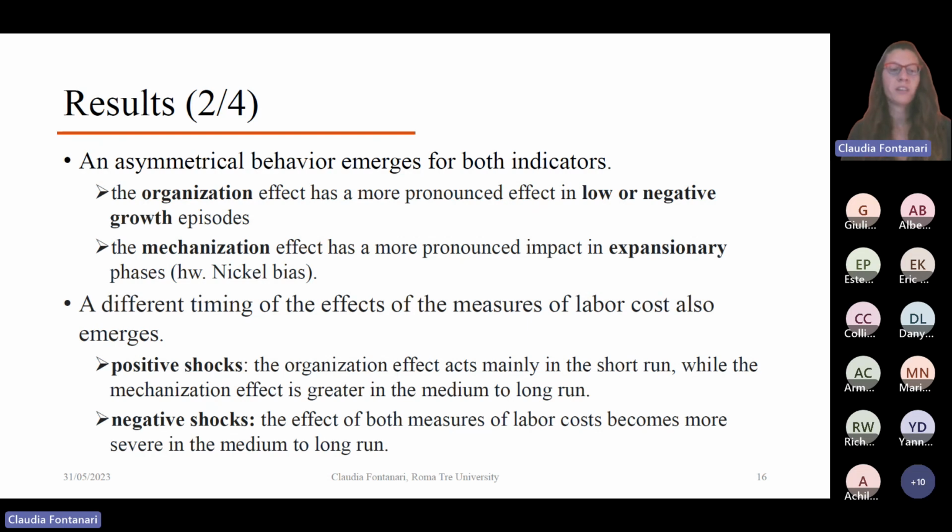And what we have here is that if we look at positive shocks, the organization effect acts mainly in the short run, while the mechanization effect is greater in the medium to long run, something that, with a completely different technique, Silos has also found in his works.